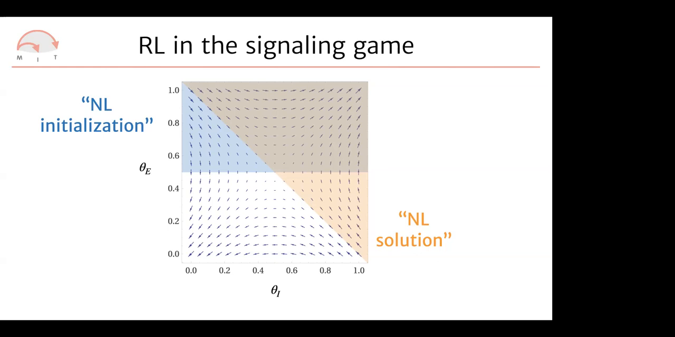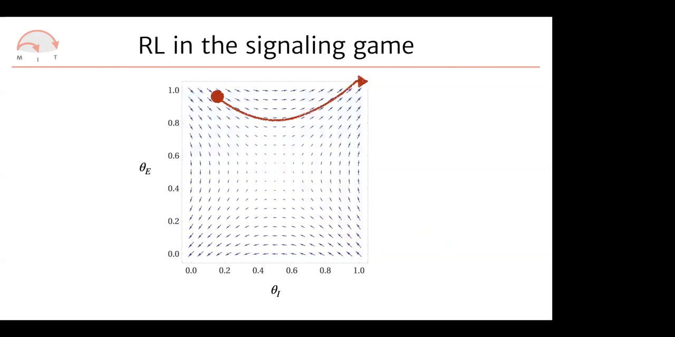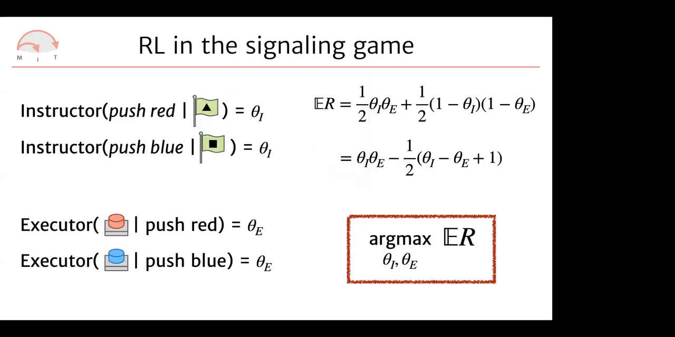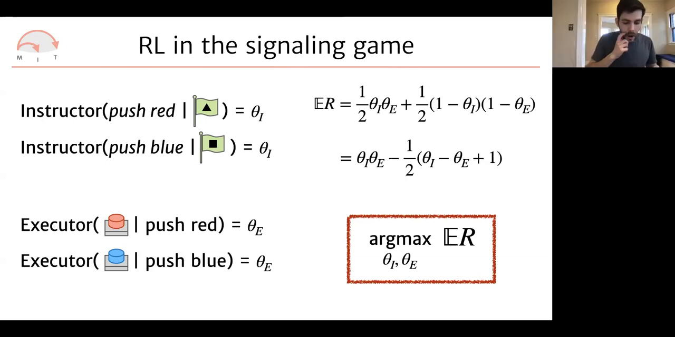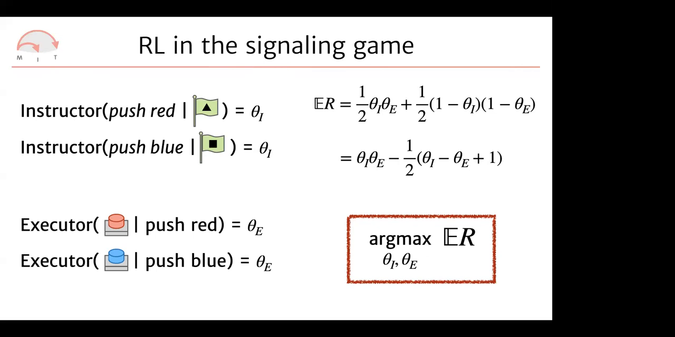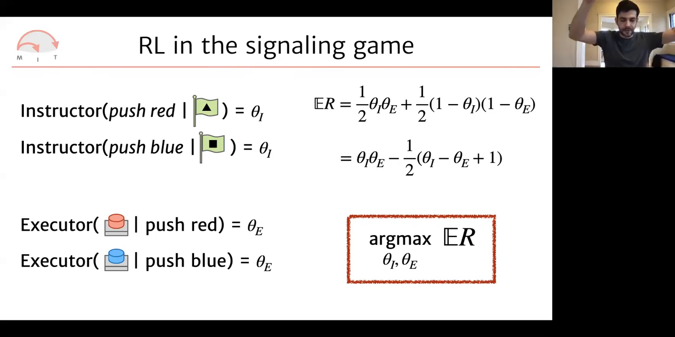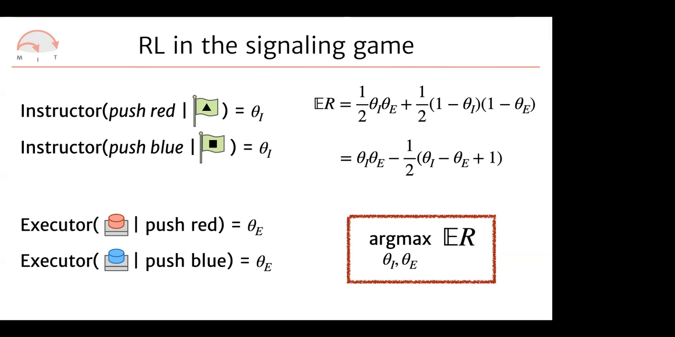Actually, while I have your attention, just going back, should it have been 1 minus theta for some of those? Like the second lines should be theta I and 1 minus theta I. No, so P of push red given triangle is theta I, and then P of push blue given triangle is 1 minus theta I. Oh, so it's given the right things always. Right. Okay.